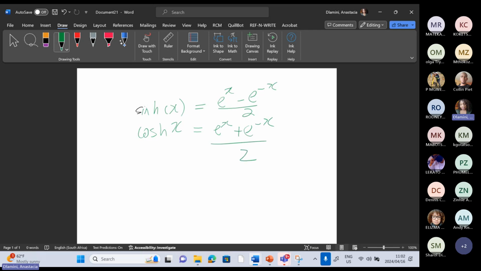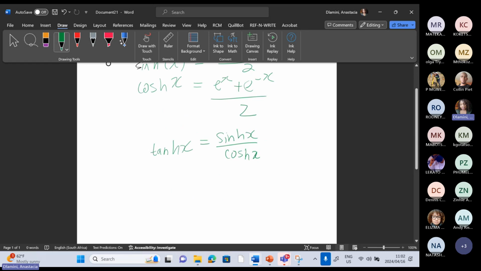Now on page 52, they say that the other hyperbolic functions are defined as follows. For example, the hyperbolic tan of x is equal to the hyperbolic sine of x over the hyperbolic cosine of x. Some people call it sinh, some people call it cosh, right?